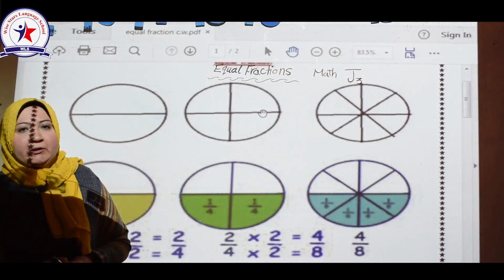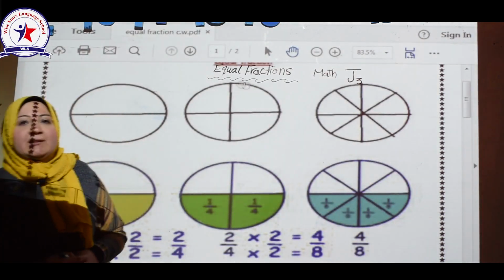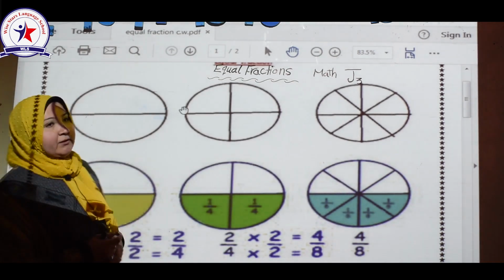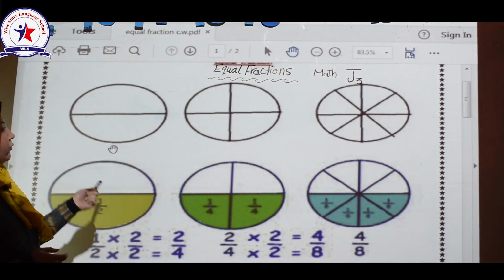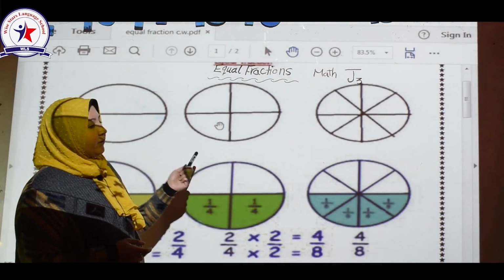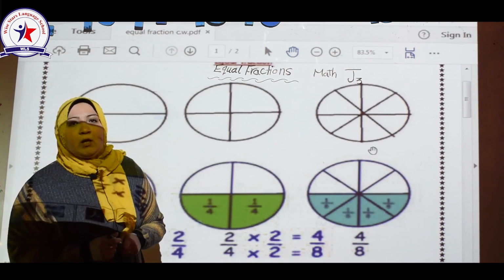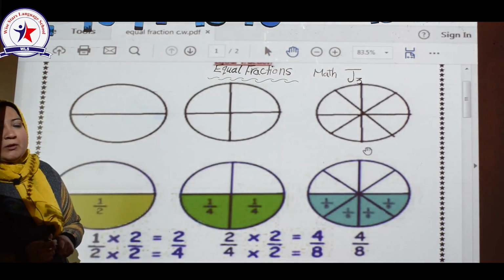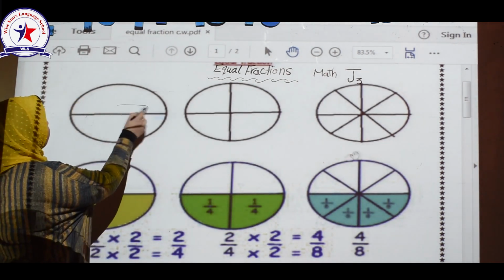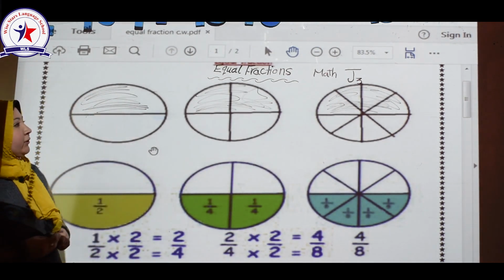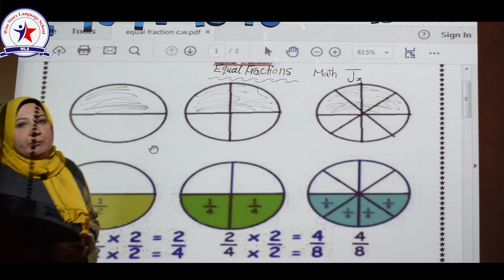Our lesson is about equal fractions. First, what is the meaning of equal fractions? For example, I have three circles. The first one is divided into 2 parts, the second into 4 parts, and the third into 8 parts. Now I want to color the same part in each circle, like this. Now, you can write the fraction according to the colored part.